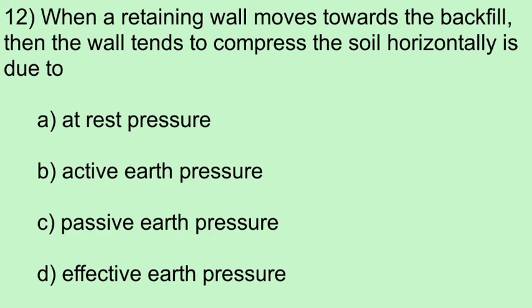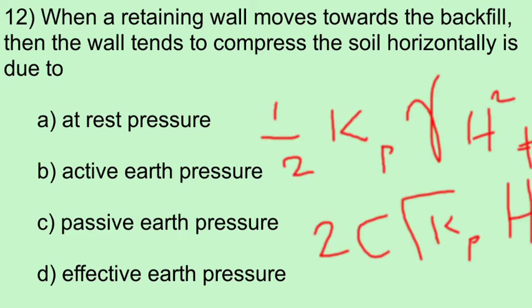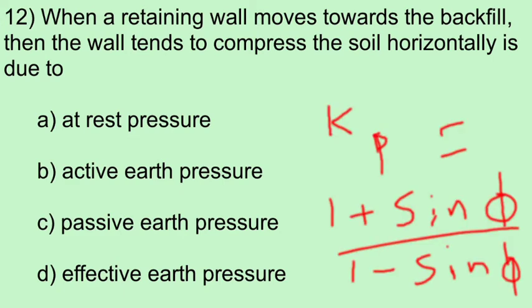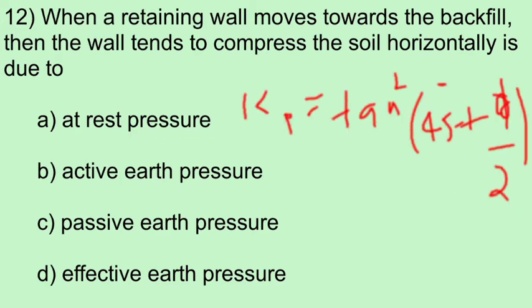Since the retaining wall tends to move towards the backfill, the earth pressure is fully applied on the wall. Passive earth pressure is equal to half Kp gamma h square plus 2c root Kp into h. This much kilonewton per meter, where Kp is the coefficient of passive earth pressure, which is equal to (1 plus sin phi) divided by (1 minus sin phi), which is equal to tan square of (45 plus phi by 2).